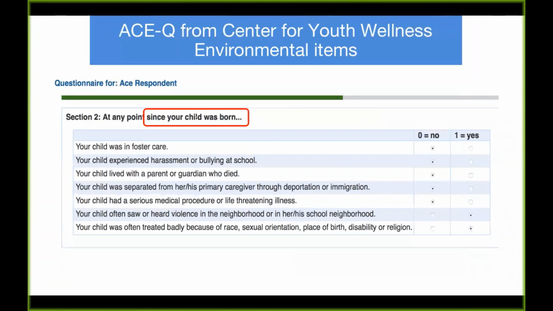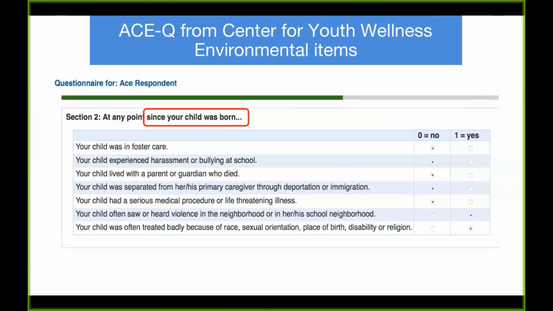Now, these are really important, as you'll recognize here, looking them over. If the child was in foster care, if the child was harassed or bullied at school, which can be a very significant risk factor, especially for mental health problems, and you even know that it's associated with suicide in older children. Was there a loss by death of a parent or guardian? Was the child separated through deportation or immigration? A really important and stressful and common problem right now in this country.